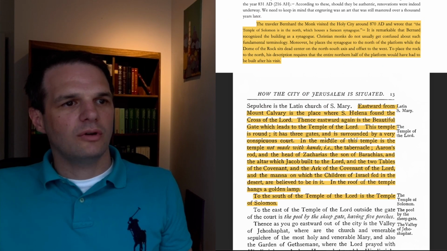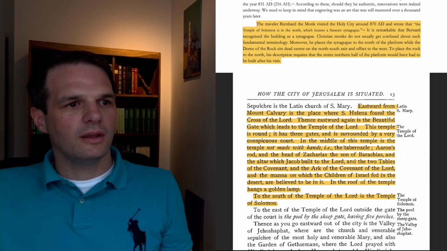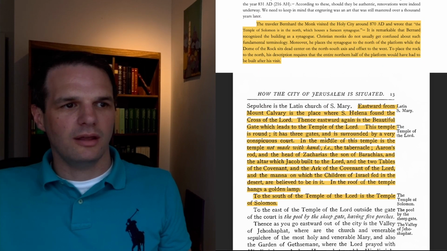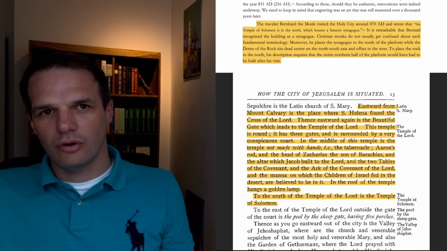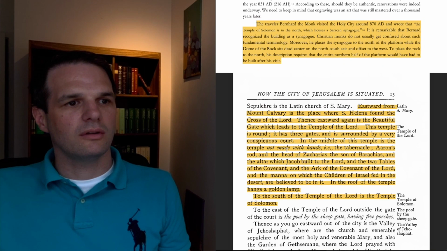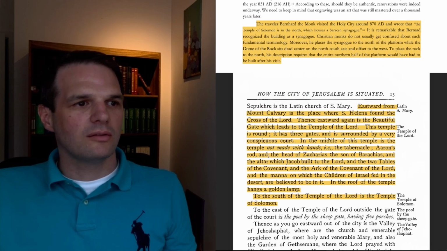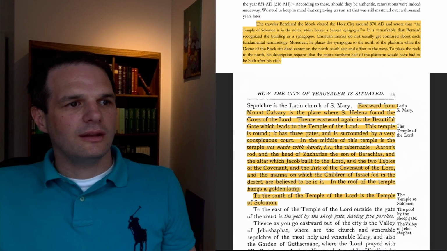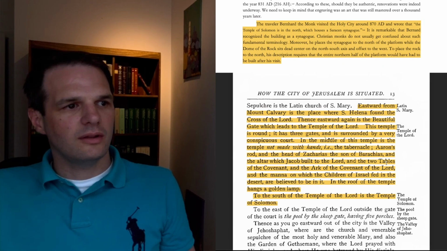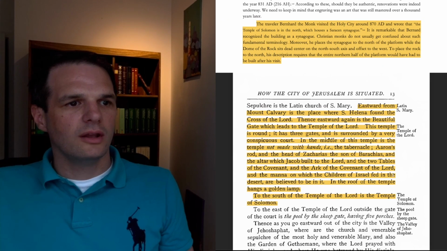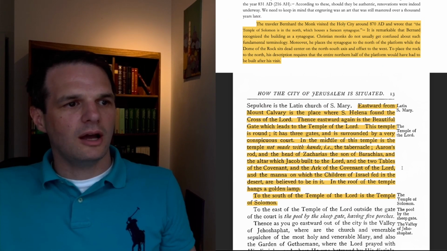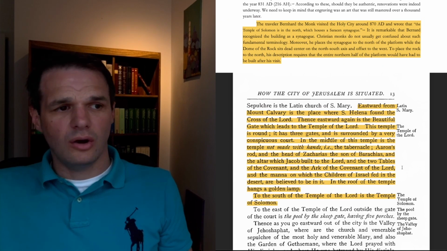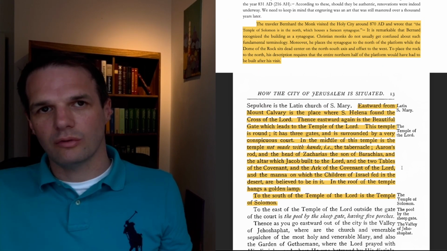It has 3 gates and is surrounded by a very conspicuous court. In the middle of this temple is the temple not made with hands, i.e. the tabernacle. So this is the cave underneath the rock in the Dome of the Rock. That's called the temple not made with hands. And there's also Aaron's rod and the head of Zacharias and the son of Barachias and the altar which Jacob built to the Lord and the 2 tables of the covenant and the ark of the covenant of the Lord and the manna on which the children of Israel fed in the desert are believed to be in it. Now, those are all beliefs associated with the Dome of the Rock.